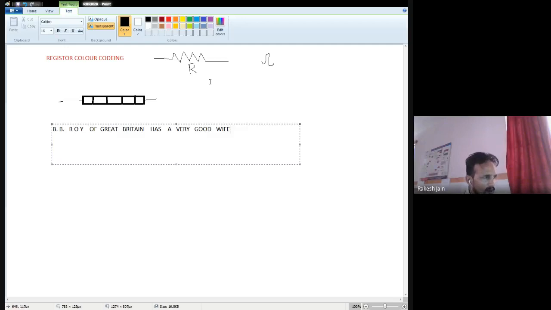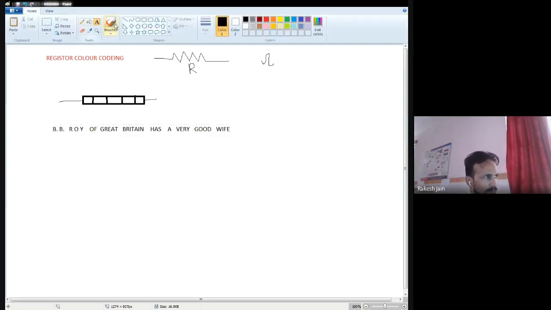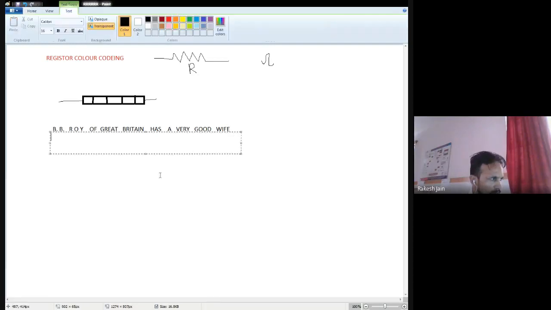Now, what is the meaning of this? First B, then second B, are actually different kinds of colors. What is the numbering over there? The first B numbering is 0. Then the second B numbering is 1. Then R, Roy, numbering is 2. Then O numbering is 3. Then Y numbering is 4.